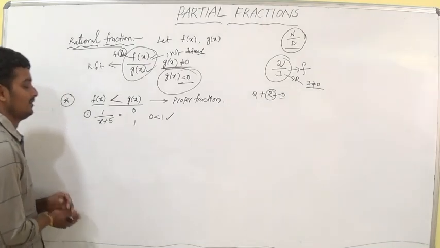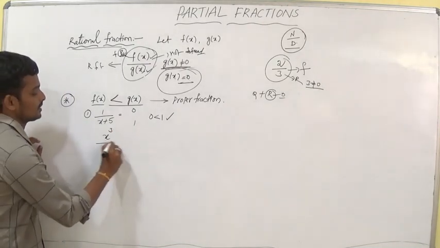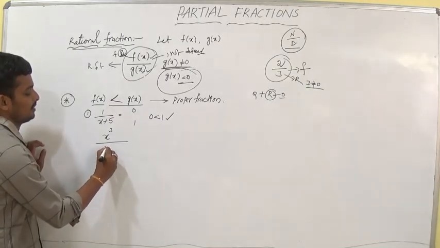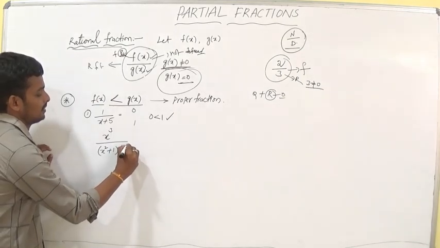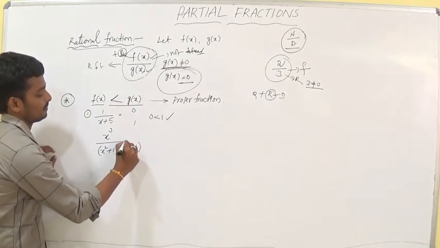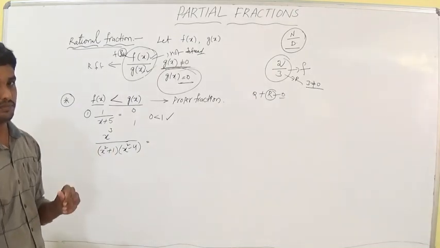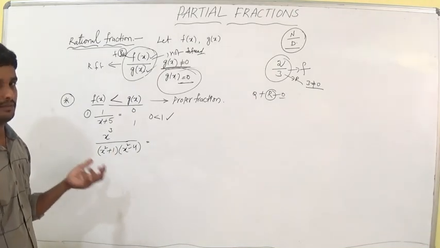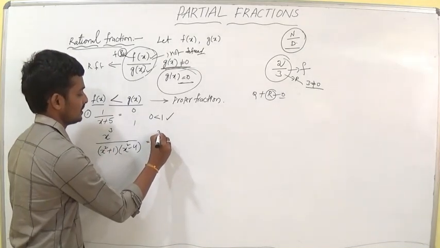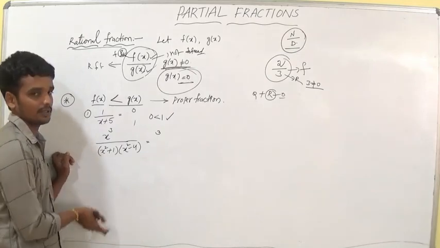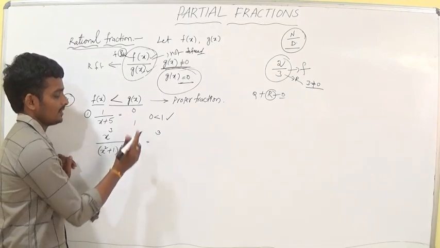Okay, I am writing one more example: x cube by x square plus 1 into x square minus 4. Is this a proper fraction or not? Think about it. First, the numerator. What is the degree of the numerator? It is 3, since x cube means the power of x is 3.